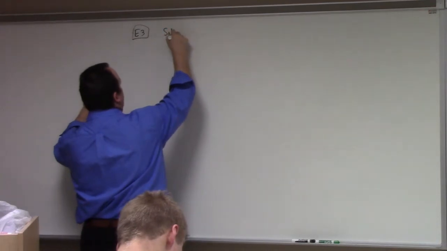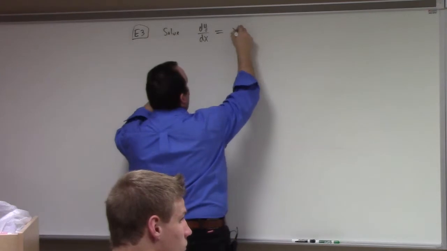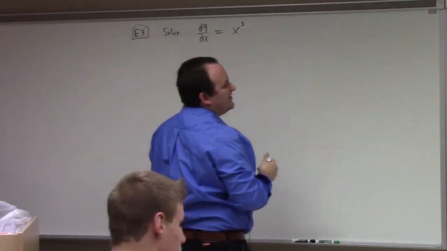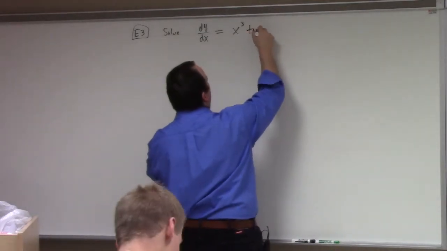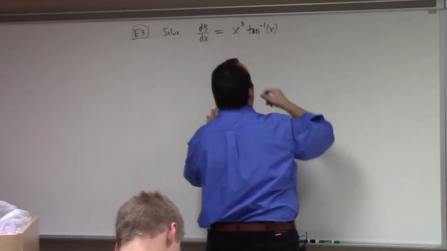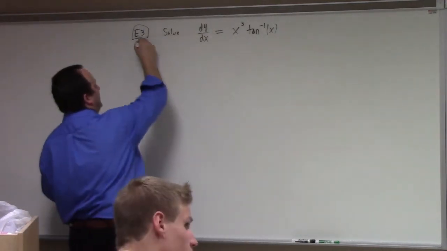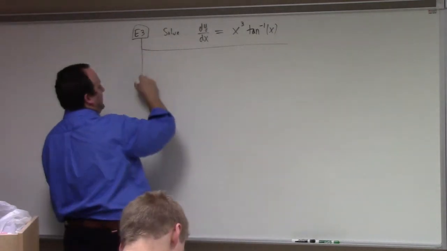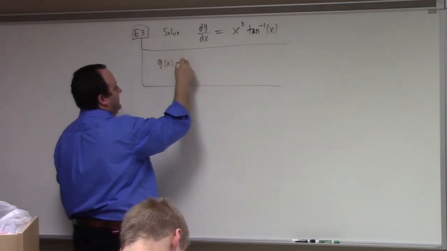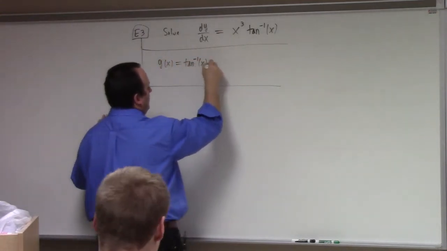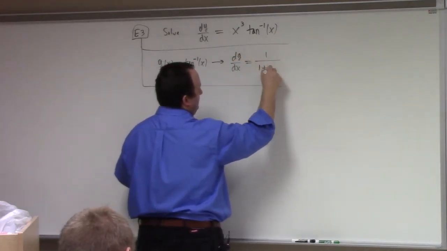Let's solve dy dx equal to x cubed. What have I not done yet? Inverse tangent of x. All right. Now here, I need to remind you a little inside baseball, so to speak, calculus 2. Here's a little calculus 2 refresher for you. If you let g of x equal to inverse tangent of x, that means that dg dx is what? It's 1 over 1 plus x squared.